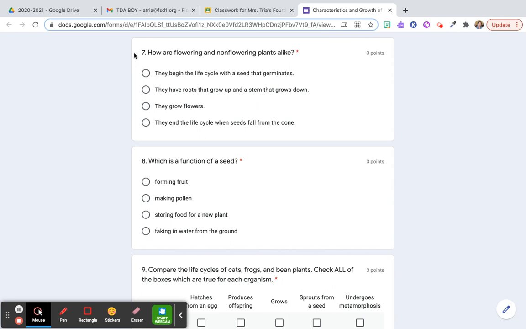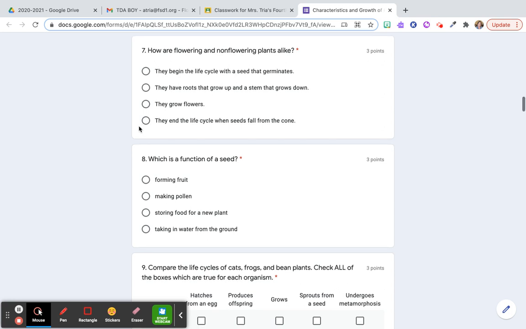Number 7, how are flowering and non-flowering plants alike? They begin the life cycle with a seed that germinates. They have roots that grow up and a stem that grows down. They grow flowers, or they end the life cycle when seeds fall from the cone.